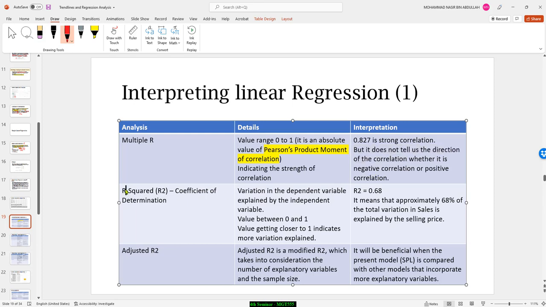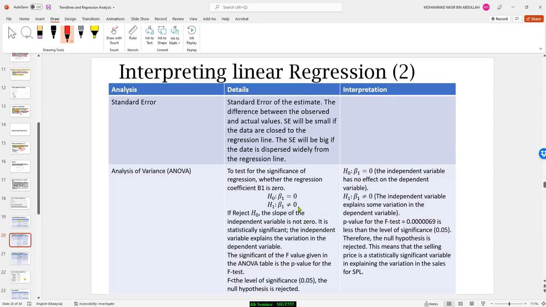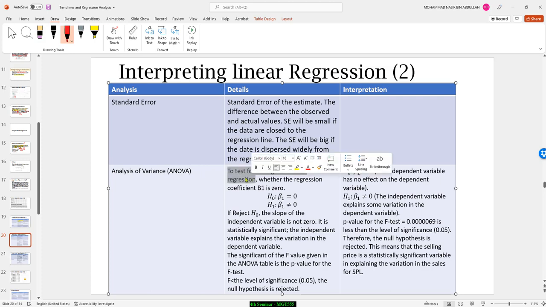And then we also have R squared, the coefficient of determination. So 0.68 means that approximately 68% of the total variation in sales is explained by selling price, right? And then kita tengok the analysis of variance, the one way ANOVA table. This is to test the significance of regression, whether regression coefficient beta 1 is 0, right? So this is the hypothesis testing. The null hypothesis is beta 1 is equal to 0, the alternative hypothesis is beta 1 is not equal to 0, right?